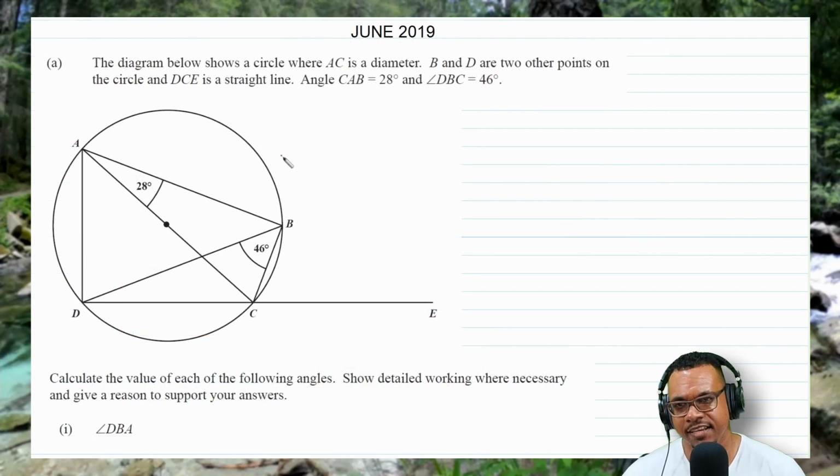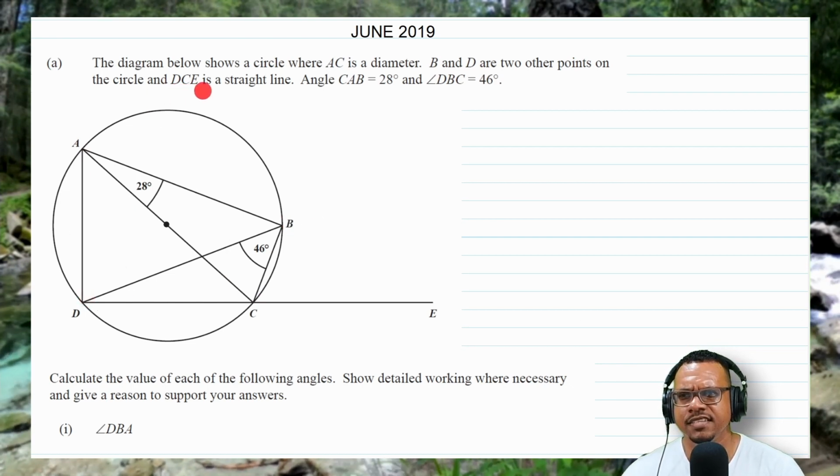So now moving on to question 9 for June 2019. This is the circle geometry. The diagram below shows a circle where AC is the diameter, so A to C passing through the center of the circle. B and D are two other points on the circle.